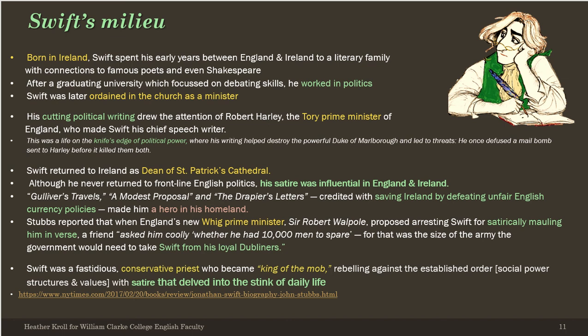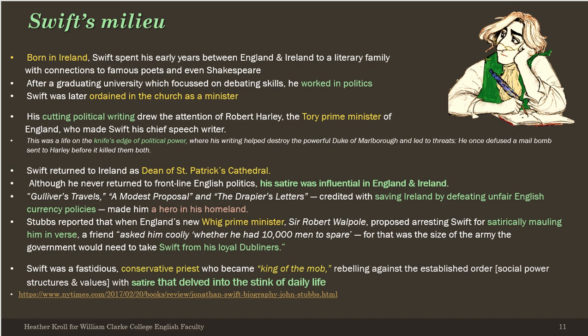There's an interesting anecdote that Swift was living life on the knife's edge of political power, where his writing helped destroy the powerful Duke of Marlborough. The dukes were one step down from a prince. So you had king, prince, then dukes. They're a pretty powerful elite in England, and it led to threats against him. He once defused a mail bomb sent to the Prime Minister before it killed them both. So that's a story to tell your grandkids.